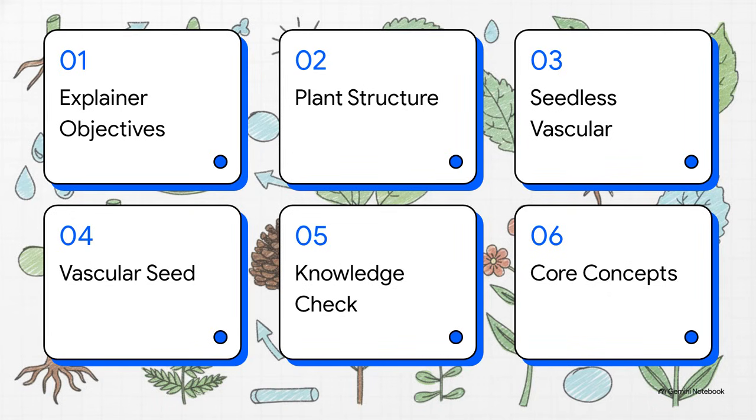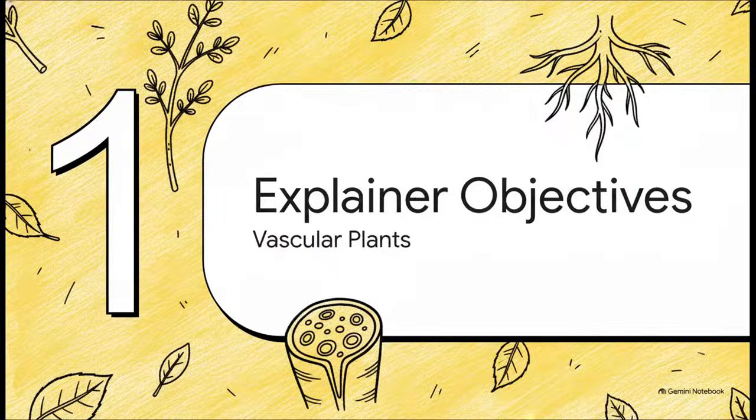So here's our roadmap for today's explainer. We'll start with our explainer objectives, then move right into plant structure and function. From there, we'll cover seedless vascular plants, followed by vascular seed plants. Then we'll do a quick misconceptions and knowledge check, and finally, wrap the whole thing up with a core concepts recap.